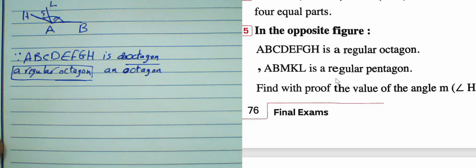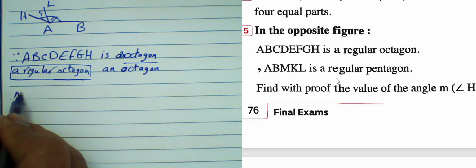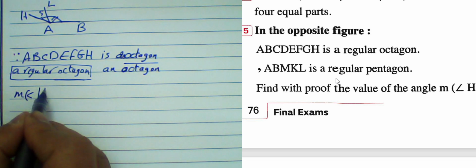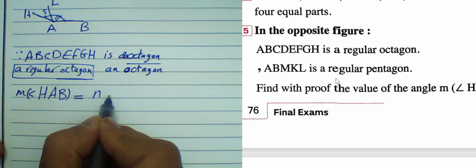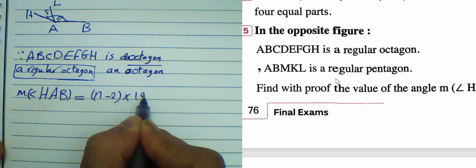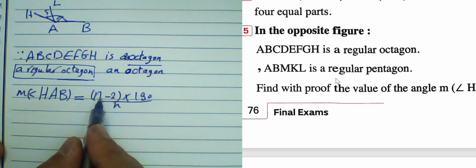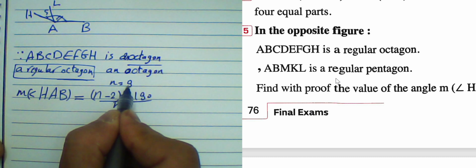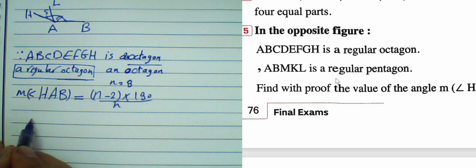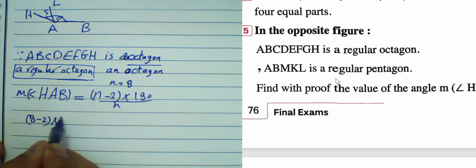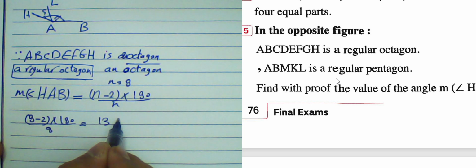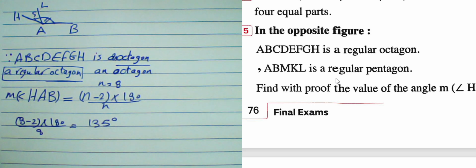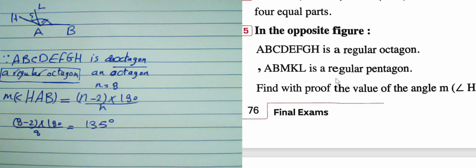We can find the measure of each angle of the octagon, like the measure of angle HAB, by using the rule. The rule tells us to write n minus 2 product by 180 divided by n. Here n refers to the number of sides. Put n equal 8. Then 8 minus 2 product by 180 over 8. You can find the result by using calculator. It will be 135 degrees. Okay, it's the first step.